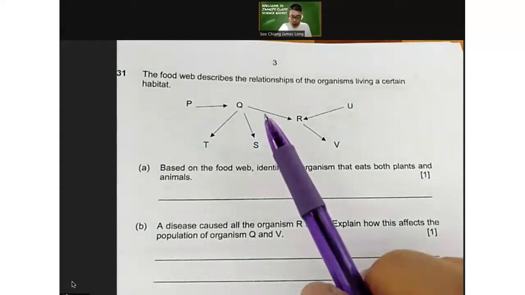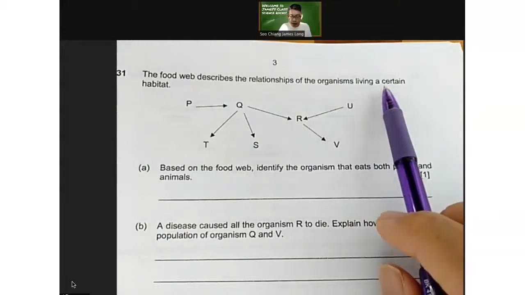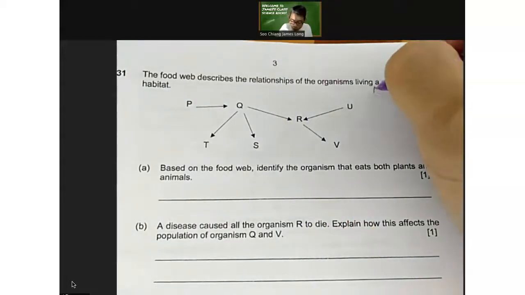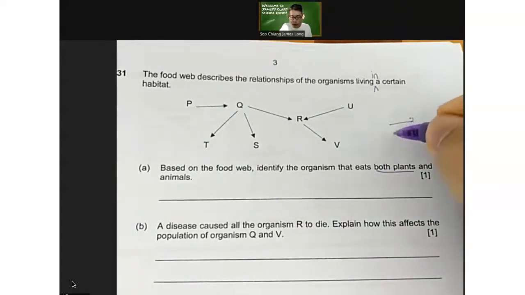Okay. The relationship of the organisms living in a certain habitat. That means the word living in. So based on the food web, identify the organism that eats both plants and animals. Now arrows here always mean eaten by.